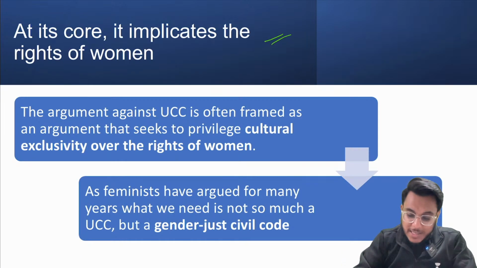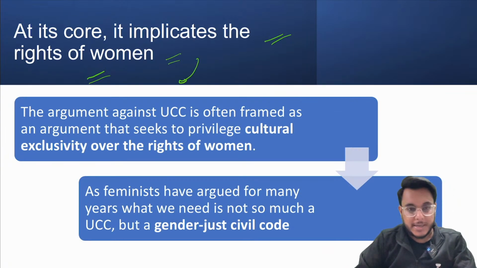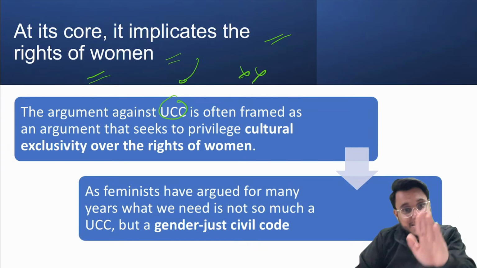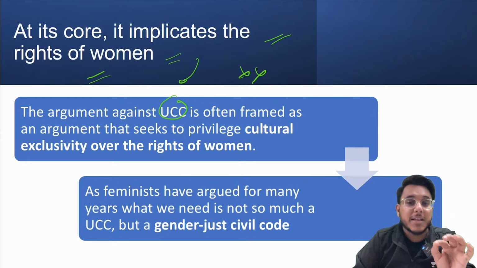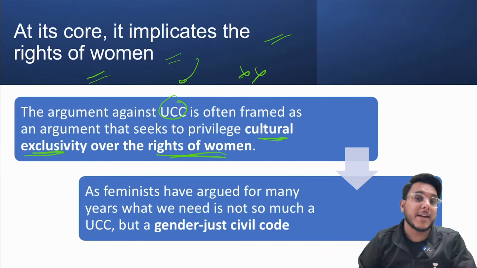Now, after that, whenever the matter of personal law or the uniform civil code is brought, it is said that it is important for women's rights. The argument against UCC, whenever you resist and say that UCC should not be brought, is that you are not allowing it because cultural exclusivity and domination over the rights of women is to be maintained. So therefore, you don't allow the UCC.